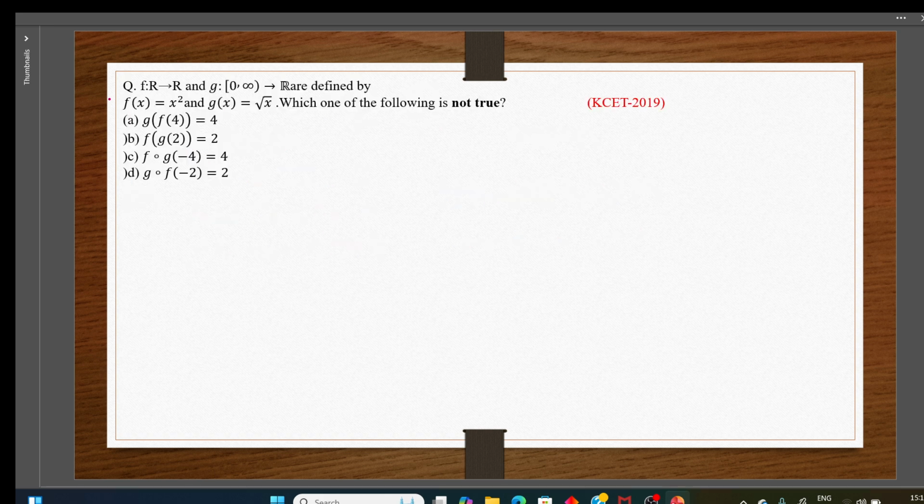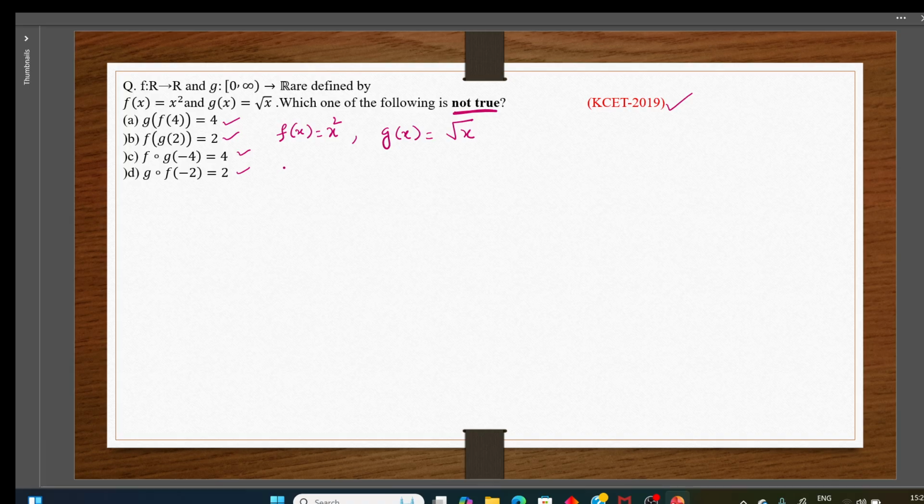Now, next question. Here f is a function from real numbers to real numbers and g is a function from the closed interval 0 to infinity to real numbers, defined by f of x is equal to x square and g of x is equal to root x. Which one of the following is not true? This question is from KCET 2019. Not true, so first we have to simplify with the options.